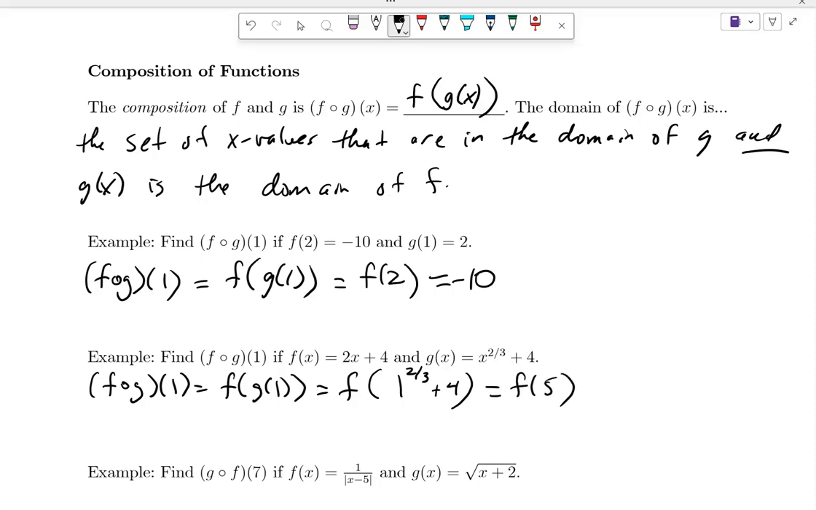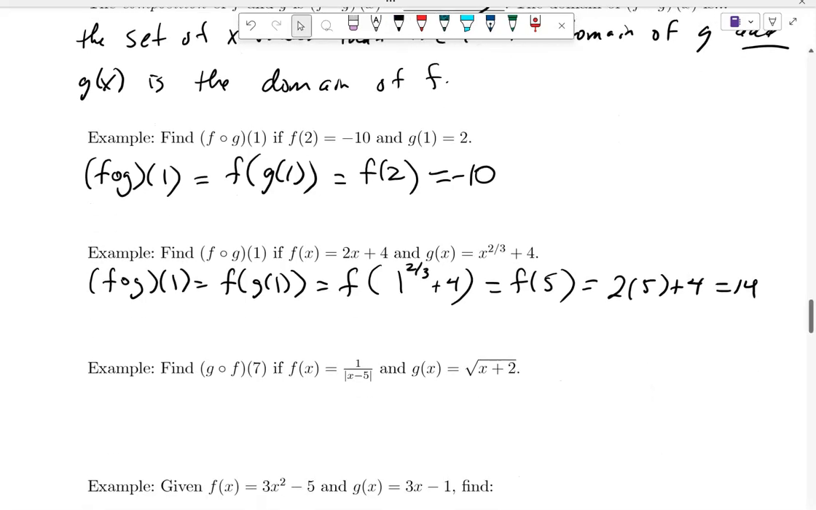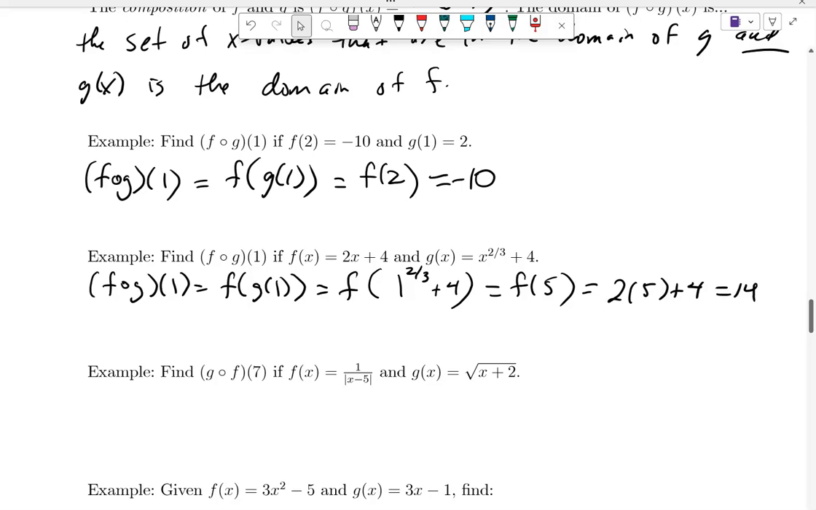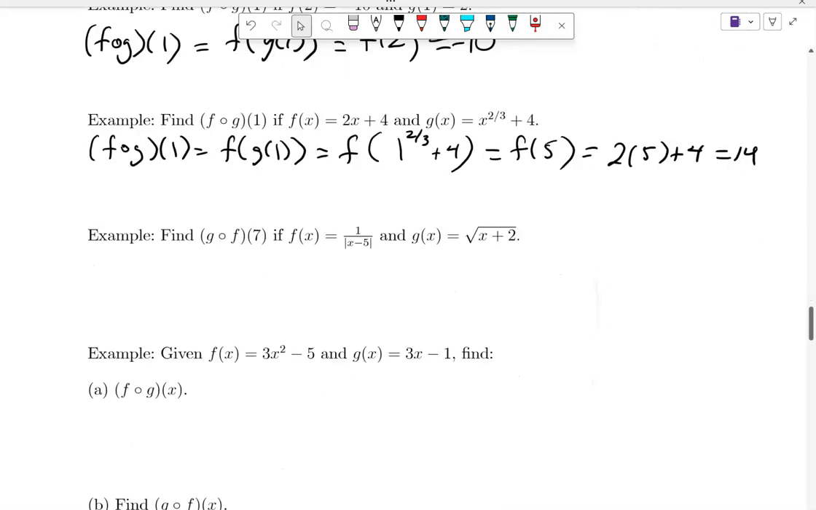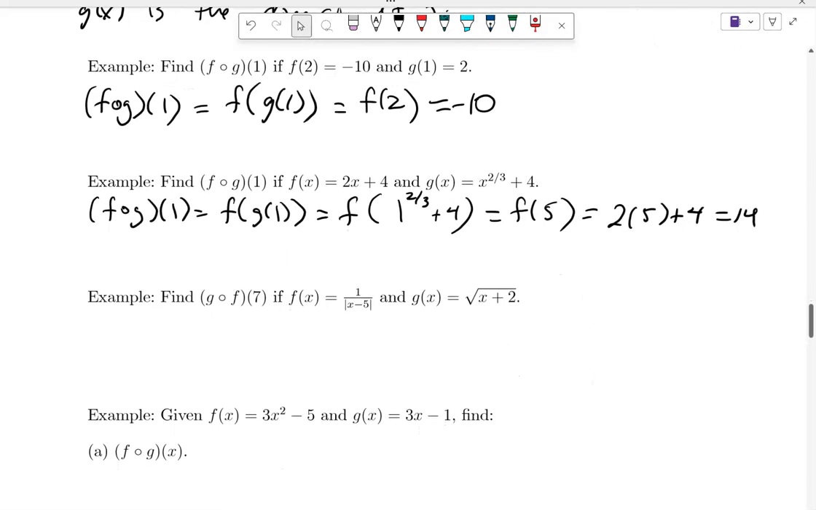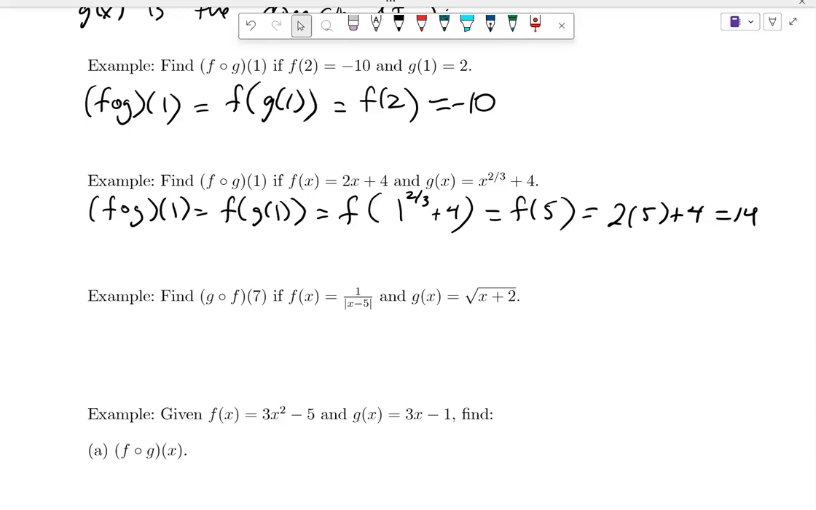Now where does the 5 go? Into the 2x plus 4. Good. Fantastic. And so we'll simplify to 14 in that case. That okay? All right. So do the next one, just the very next example. Then we'll chat about it, and then we'll do some more of these on Friday.